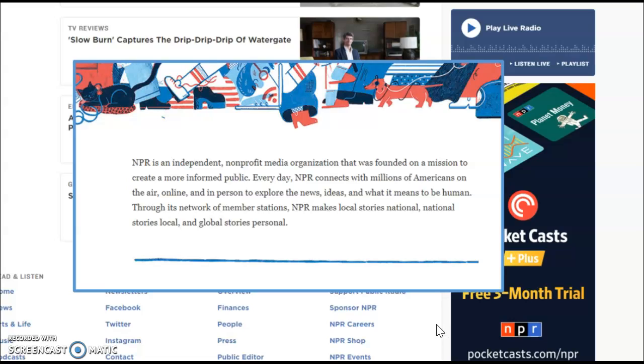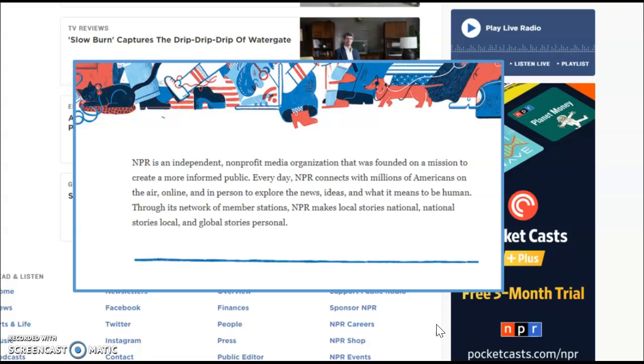So NPR is an independent, nonprofit media organization. They don't generate money from advertising. They're funded solely by the people that read and listen to their content. So this differs a little bit from CNN or Fox News, right? Typically, cable news networks are in the business to make money, and they may end up reporting on things that help them, or not reporting on things that help them, to generate their revenue and their advertising dollars.